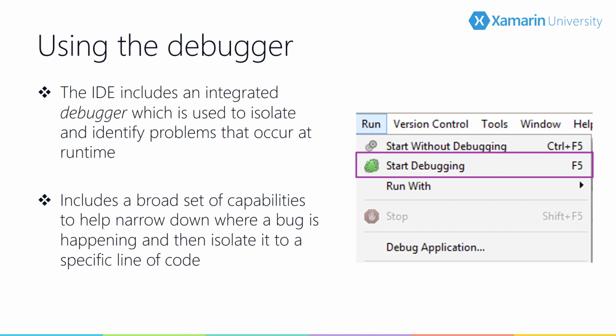You can also press the F5 key. And this will compile the program if necessary and then start the program running in debugging mode. And you can then pause, inspect, and even modify values to force certain conditions to occur, which will hopefully reproduce the issue that was identified before.